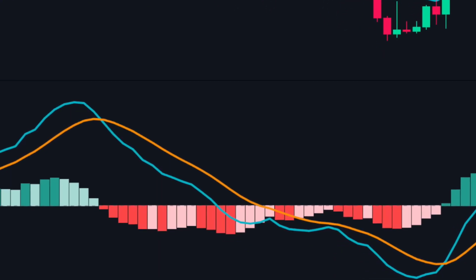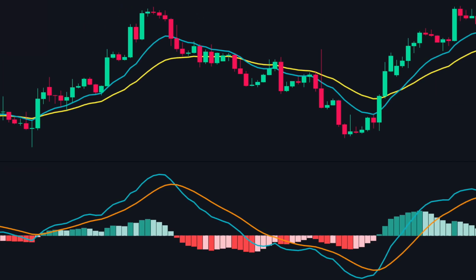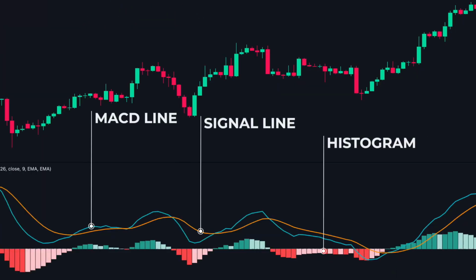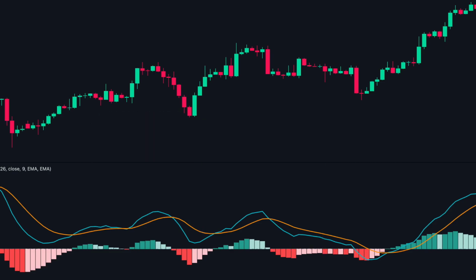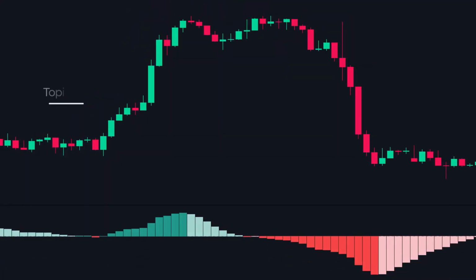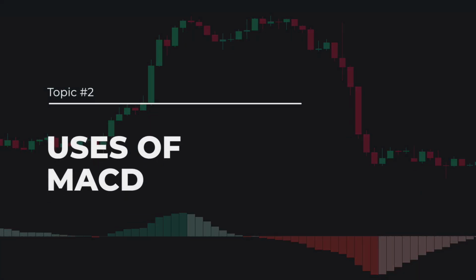On the other hand, when the MACD line is below the signal line, the histogram will show red bars below the 0 line. So these are the 3 components of the MACD. We have the MACD line, the signal line, and the histogram. Now let's understand how to use these components in different market conditions.